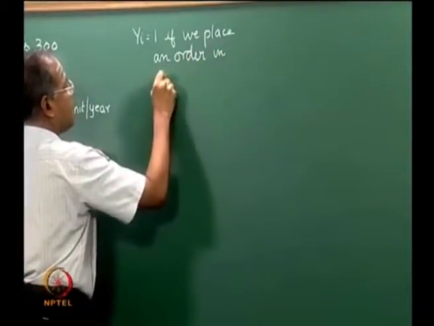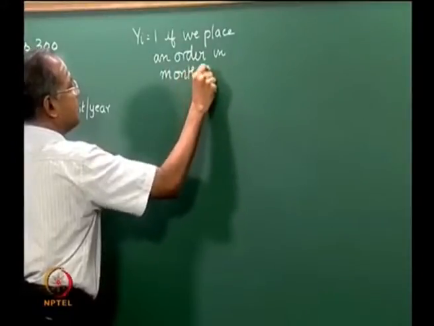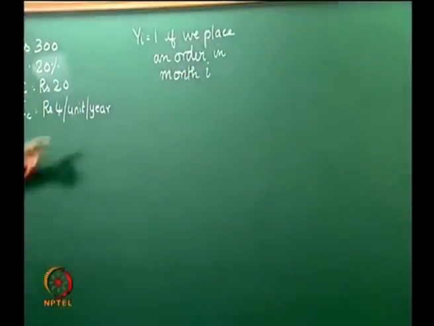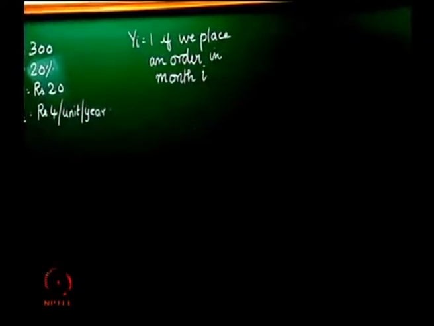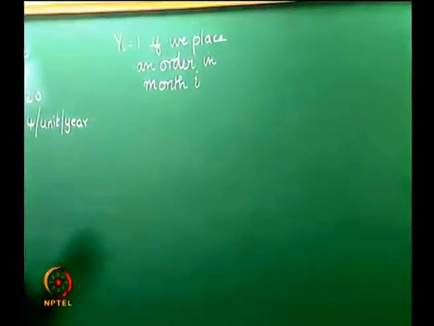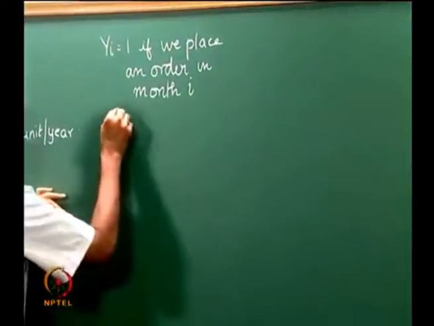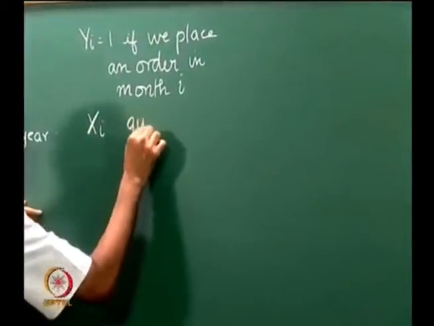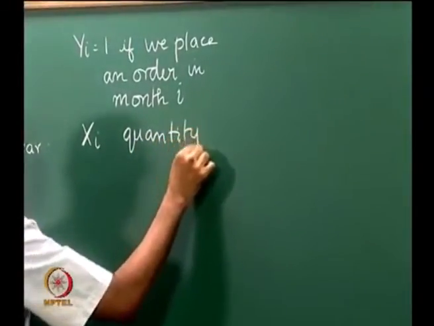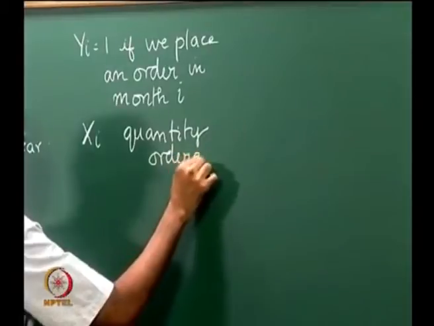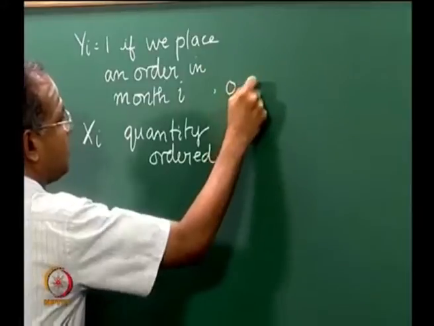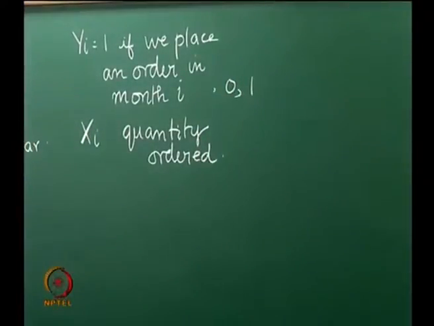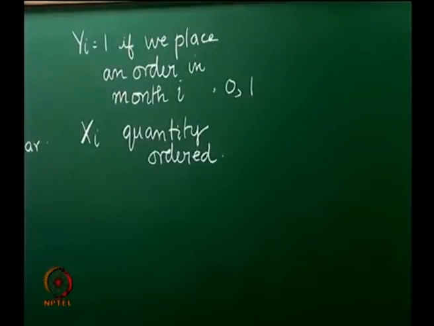in month i. When we say place an order, we mean place an order at the beginning of the month. We still assume instantaneous replenishment. So with the quantity that arrives at that time, we will be able to meet the demand of that month. Now let xi be the quantity ordered. So yi is a binary variable, so it is a 0 1 variable. We either place an order or we do not place an order. xi is the quantity that is ordered.